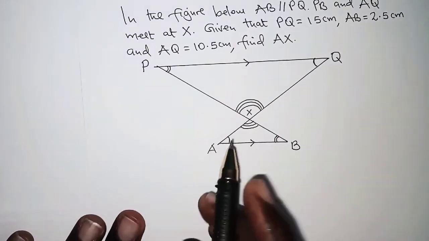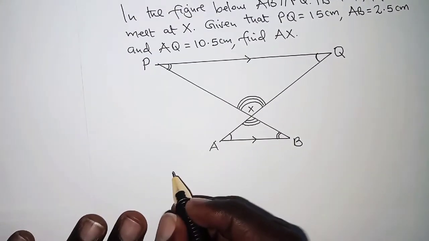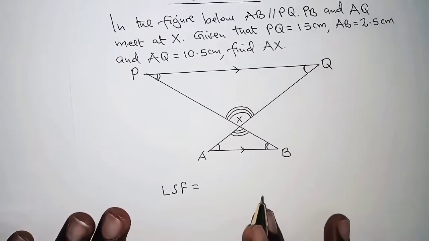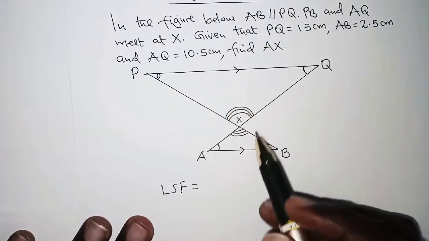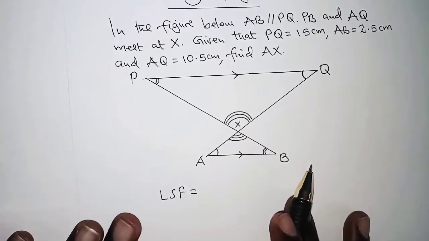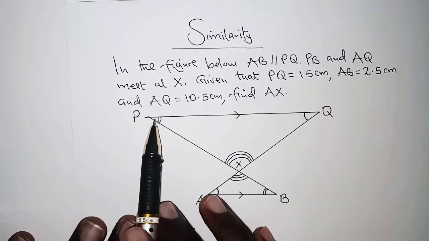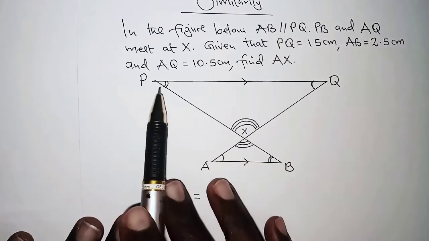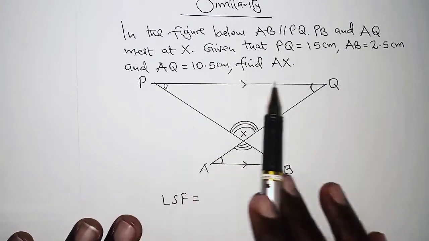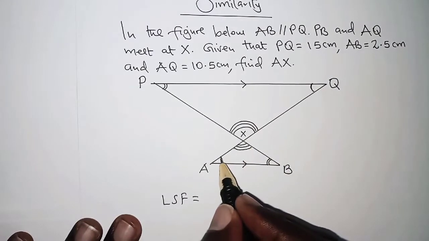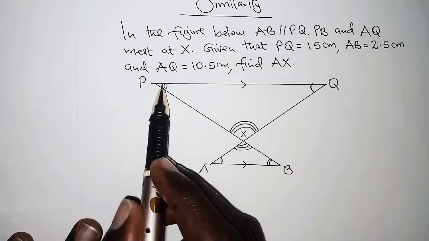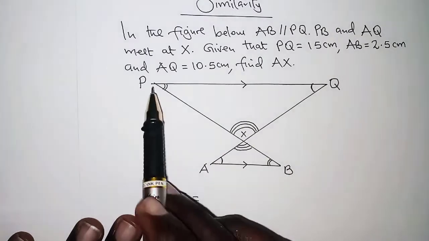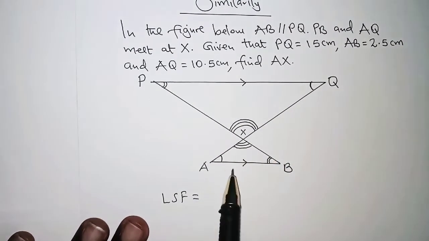At this particular point, we are going to use linear scale factor. The linear scale factor for the corresponding lengths of the two triangles should be constant. For example, if you take the sides given here, PQ and AB, we can identify that AB corresponds to PQ, because if you look at the base angles, this angle here and this angle here are the same angles on PQ also. So that means that AB and PQ are corresponding sides.